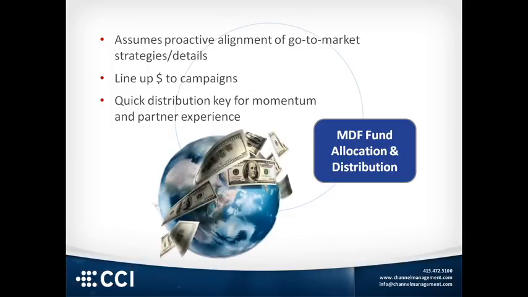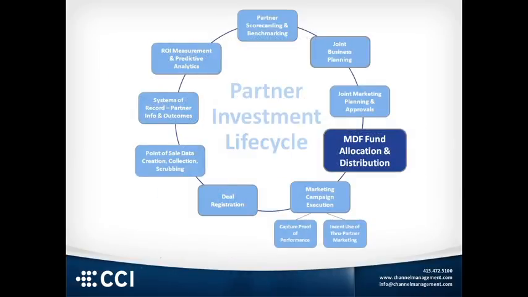When you look at the MDF, if you can take it back for a second, if you look at that loop, as you go through this, you've got partner scorecarding, benchmarking, where everybody does some piece of that. Everybody does MDF. If you're doing MDF, everybody does fund allocation, right? Everybody does some sort of distribution. What we found is a lot of people are skipping the joint business planning or perhaps the joint marketing planning, or as they're going through those, they're not really aligning their go-to-market strategies with the partners.